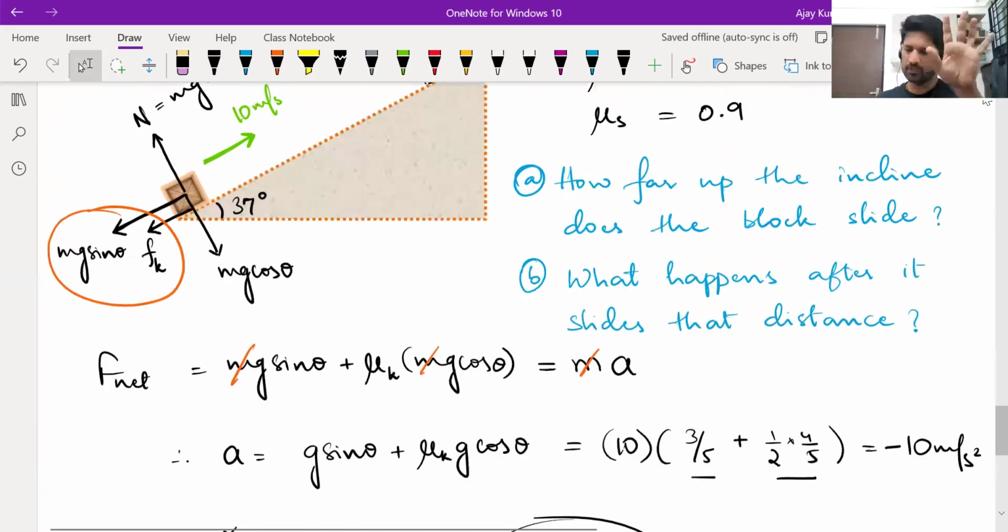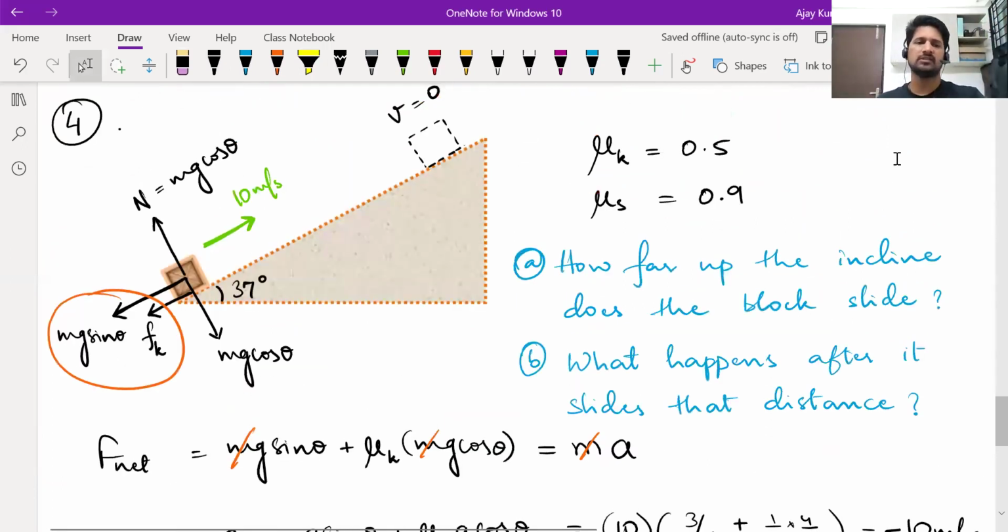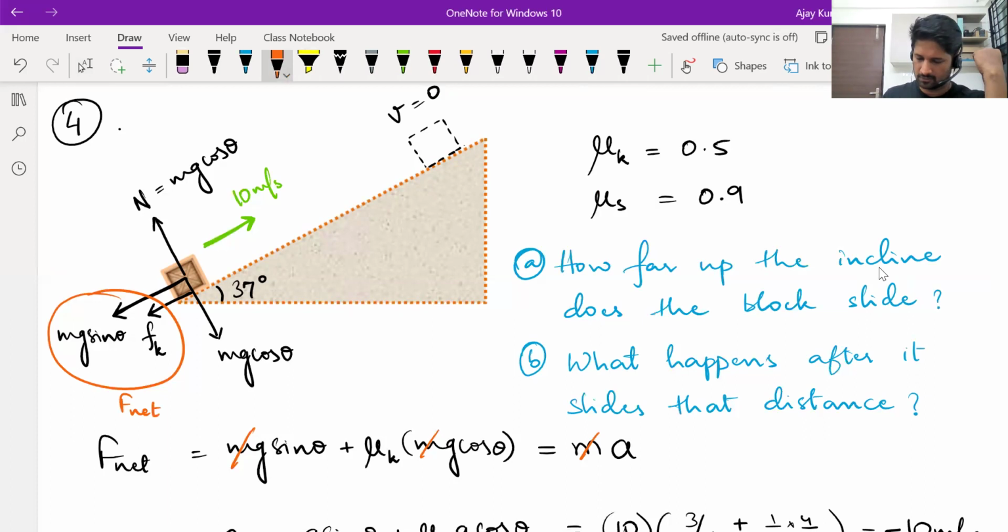See, the first thing you need to do, whether they tell you to do it or not in the question, is to consider all forces acting on the block with proper directions. Just think about this once again, all of you. Ask if you have any questions. Mg sine theta plus friction together becomes the net force on this block.